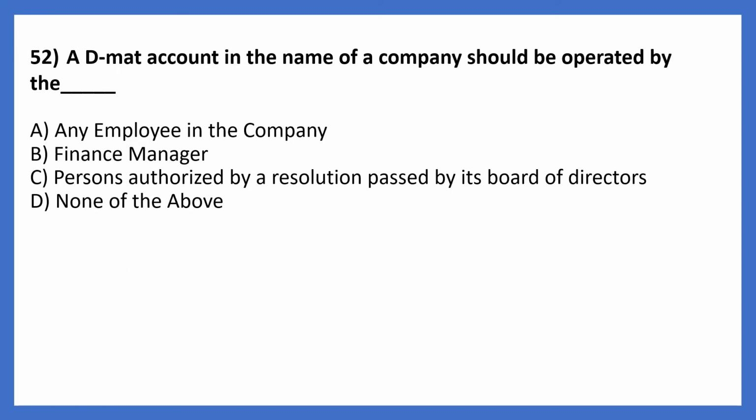A Demat account in the name of a company should be operated by the option A any employee in the company, option B finance manager, option C persons authorized by a resolution passed by its board of directors, and option D none of the above. The correct answer is option C persons authorized by a resolution passed by its board of directors.